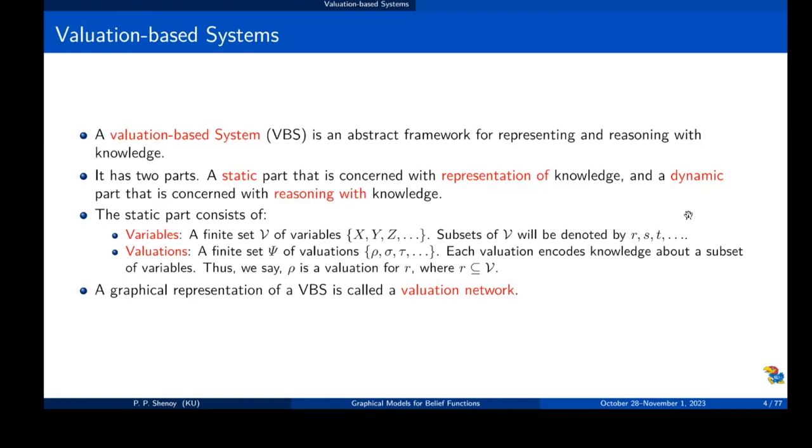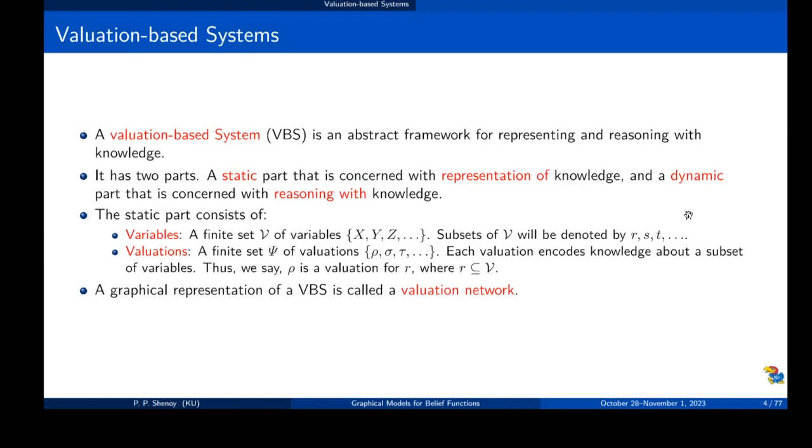Then the valuations are actually belief functions. Each valuation tells us something about a group of variables. We have a finite set of valuations. For example, rho will tell us something about R, a subset of variables, and so forth. My notation is that capital letters denote variables, subsets are denoted by lowercase letters R, S, T, etc., and I will use Greek symbols for the functions themselves. So we say rho is a valuation for R, where R is a subset of variables.